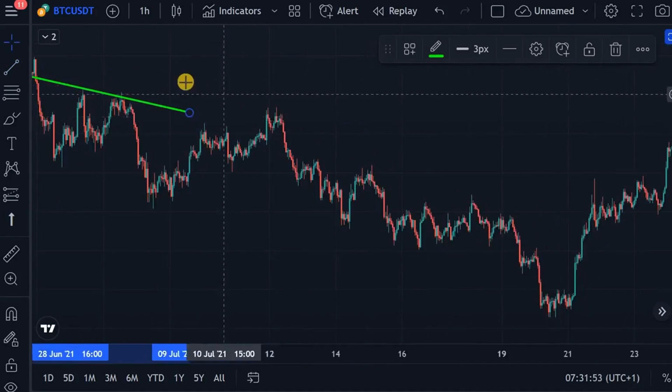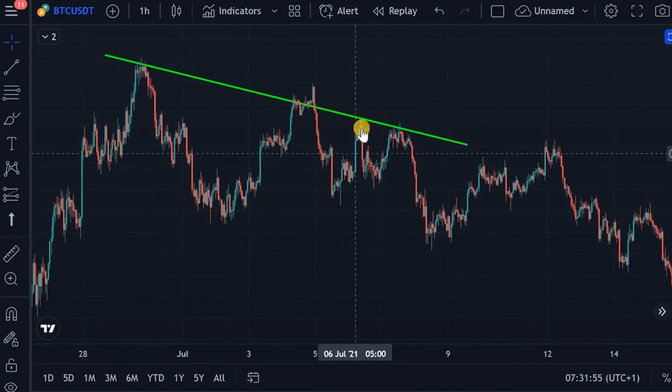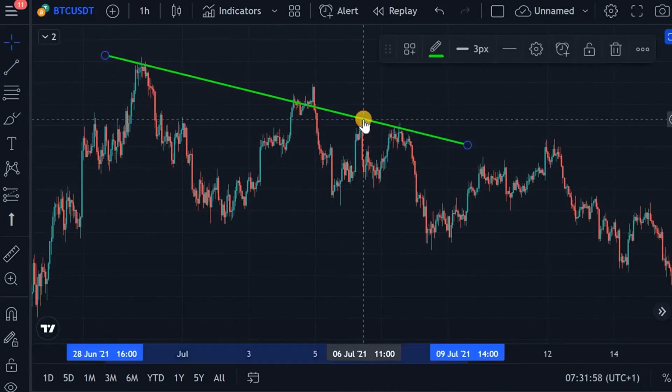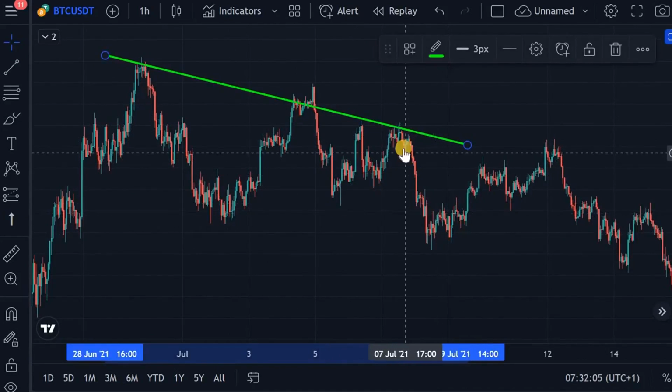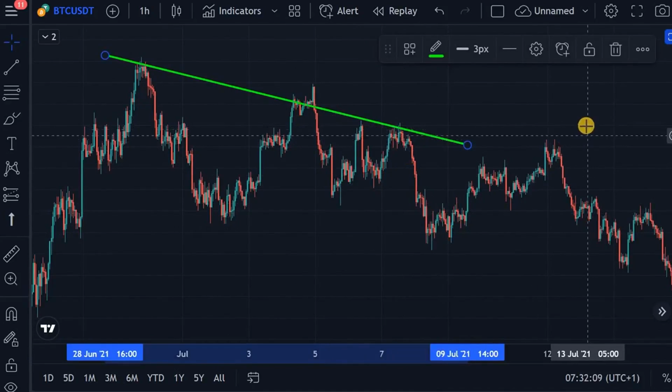If I zoom in, you would see that the price went up to this trend line the third time and got rejected. The fourth time, right here, it got rejected. So this was a potential resistance in the price chart. This is exactly how to identify support and resistance. Now let me show you another good example of support and resistance in the price chart.